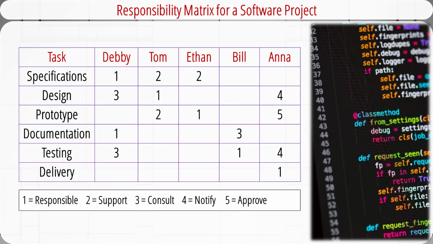For the design deliverable, Tom will lead and be responsible for the task. He will consult Debbie and keep Anna notified. Anna is the project manager. Ethan will be in charge of developing the prototype of the software with help from Tom. The prototype will have to be approved by Anna. The rest of this responsibility matrix can be read in a similar way.